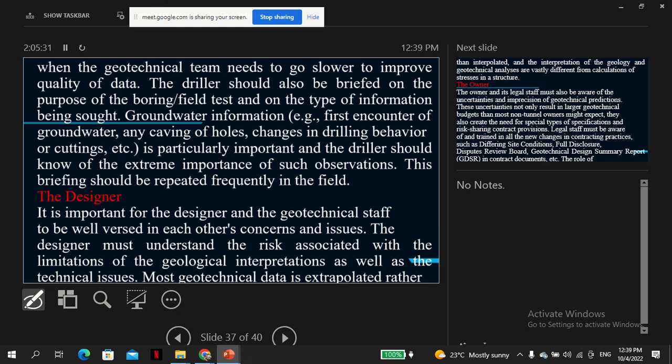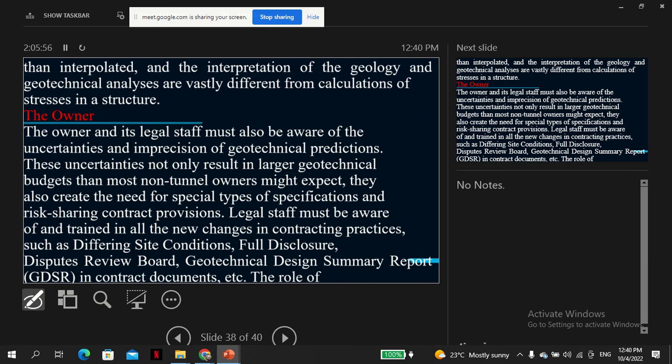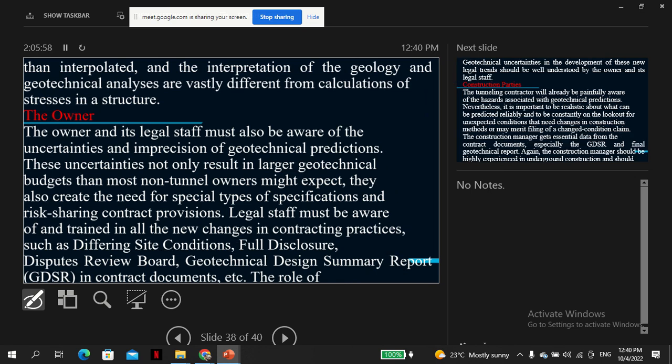So to the designer, now this is a specialist. It is important for the designer and the technical staff to be well versed in each other's concerns and issues. The designer must understand the risk associated with the limitations of geological interpretations, as well as the technical issues. Most geotechnical data is interpolated rather than measured everywhere. So this is actually a very real thing even for the design of foundations. The data we get, you need to be careful.